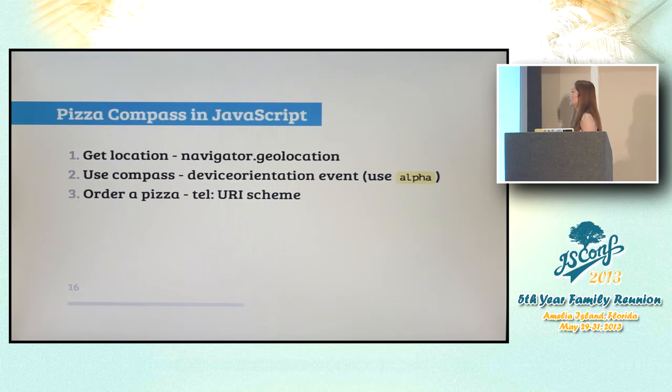So basically what you have to do is use navigator geolocation to get the user location. Then use the compass, the device orientation events, get the information about alpha and get the compass heading. And just use some maps and local business APIs from somewhere, grab phone numbers, or make a phone call by using the tel URI scheme. So you should be able to do it.